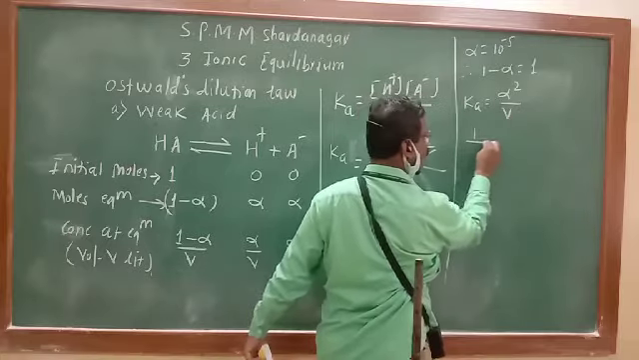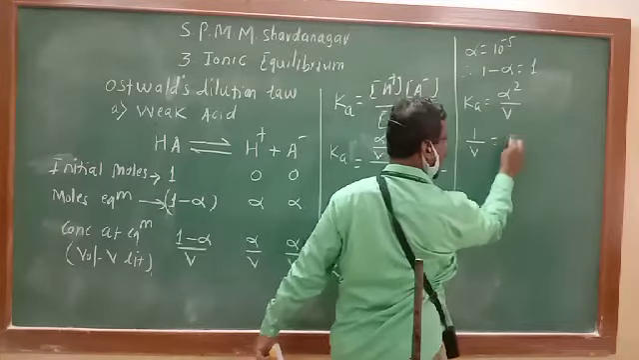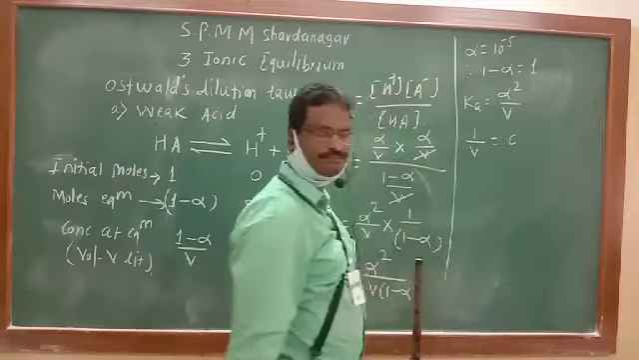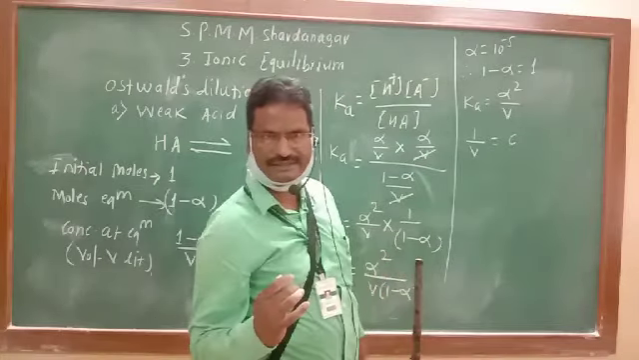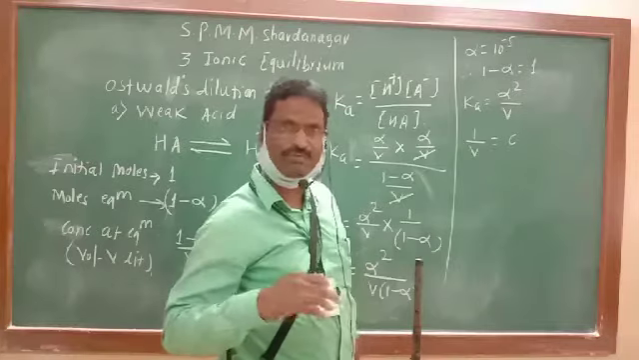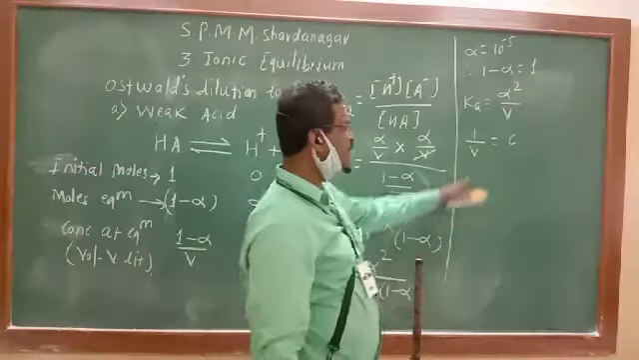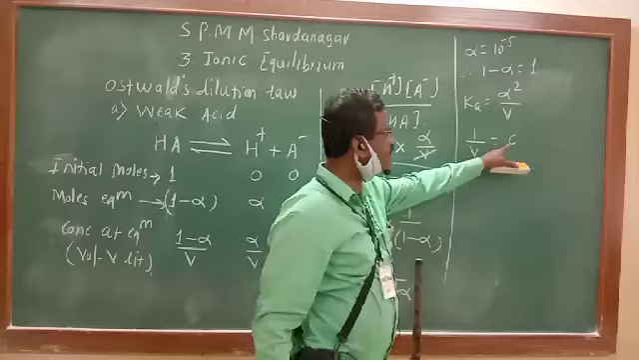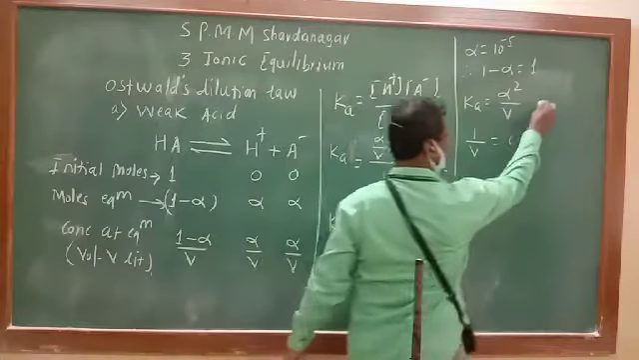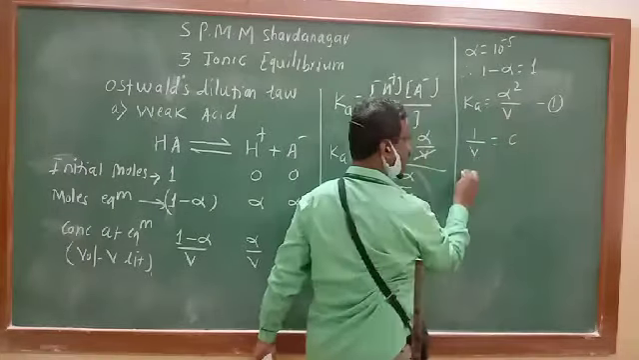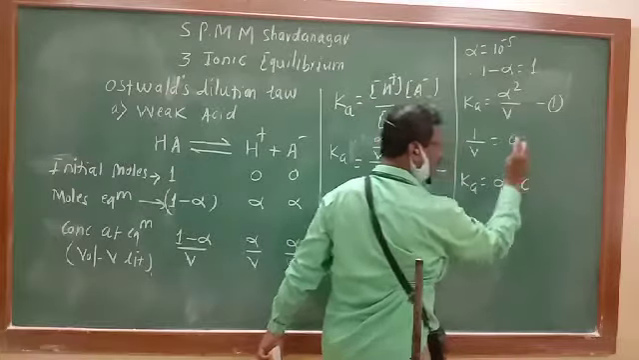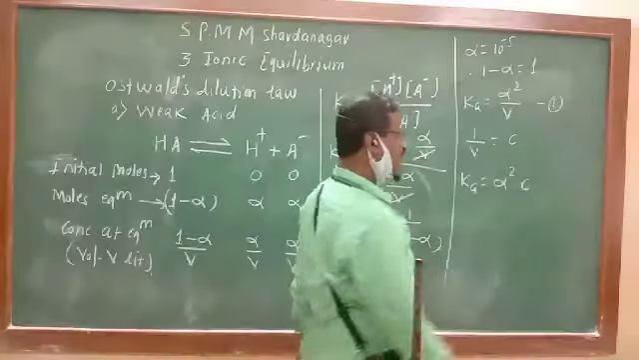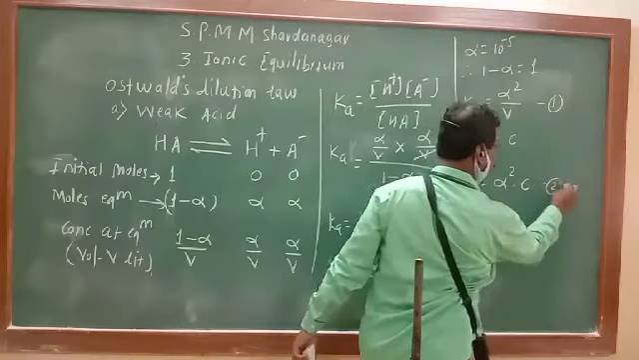Since volume and concentration are inversely proportional to each other, with increasing volume concentration decreases, or with decreasing volume concentration increases. So 1 upon V is nothing but concentration. This equation can also be written like this: Ka will be equal to alpha square into C. Let this be equation number 2.